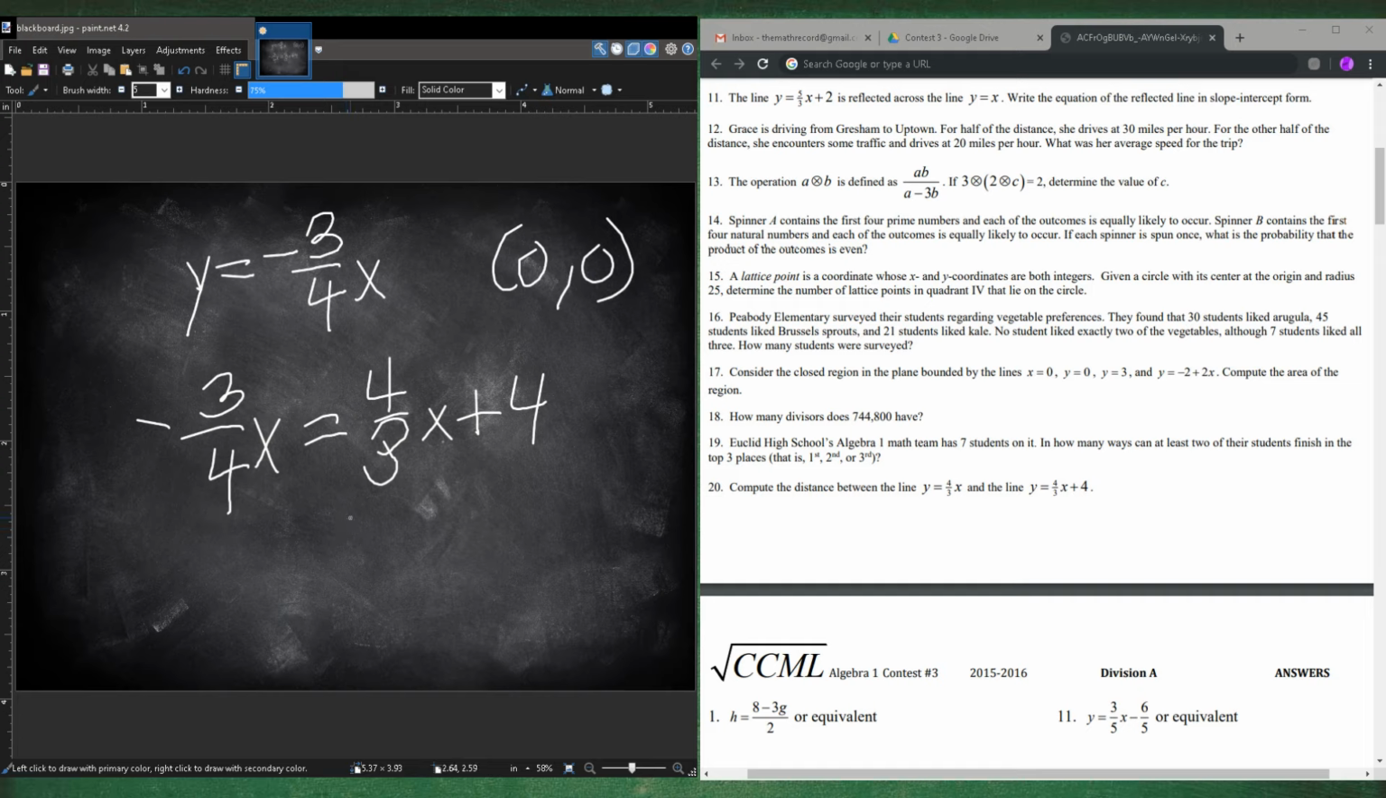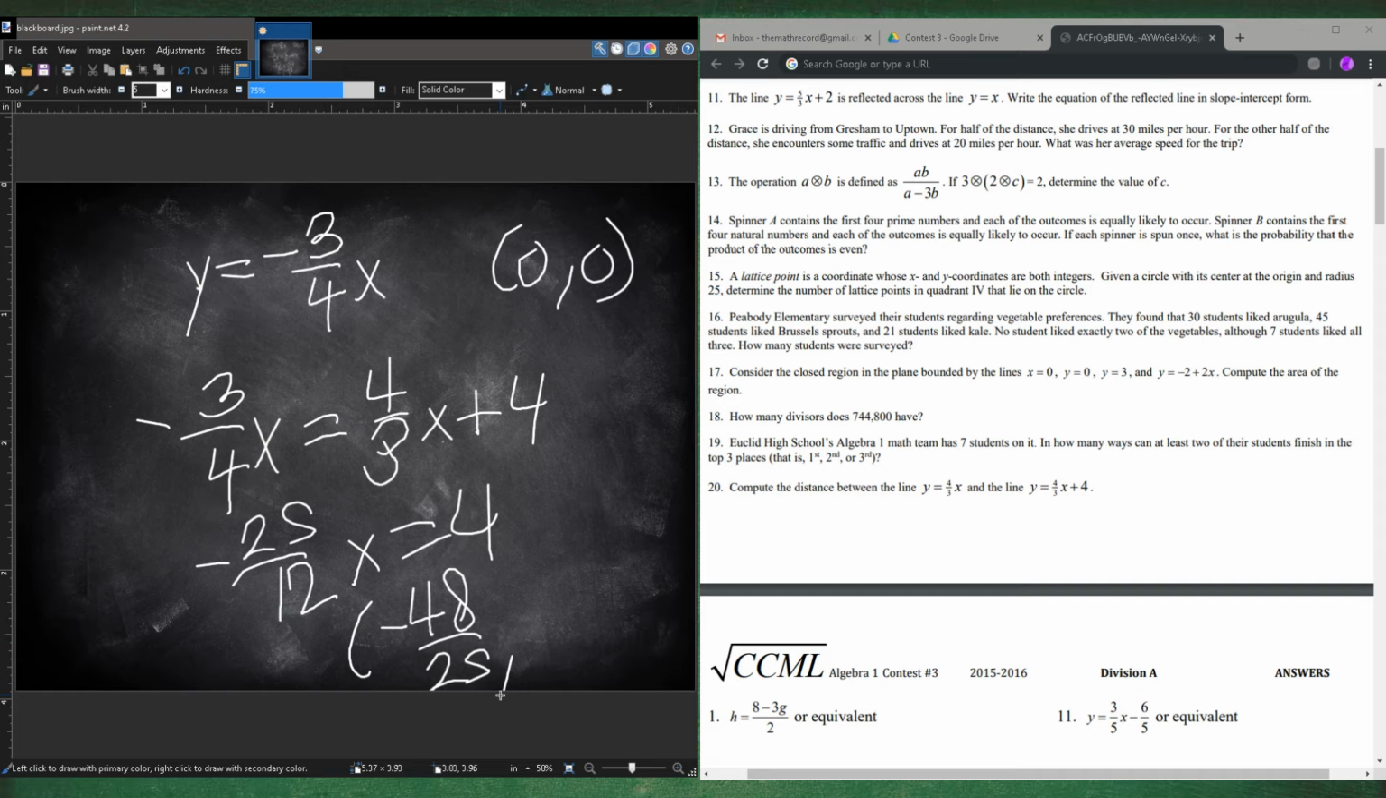So that would be negative 3/4 minus 4/3, and you get negative 25 over 12 x equal to 4. So 4 divided by negative 25 over 12 is equal to negative 48 over 25. So that's your x. And now you just need to get the y. So you just plug this back into the original equation. So negative 48 divided by 25 times negative 3 divided by 4 would get you 36 over 25. Sorry, negative 36 over 25.